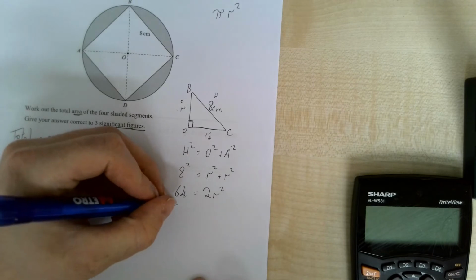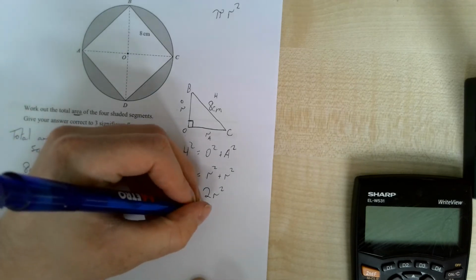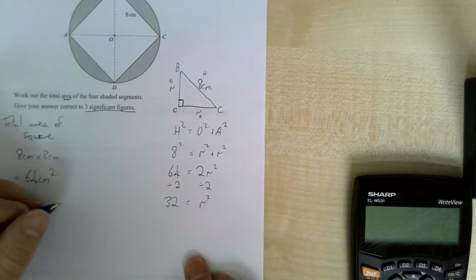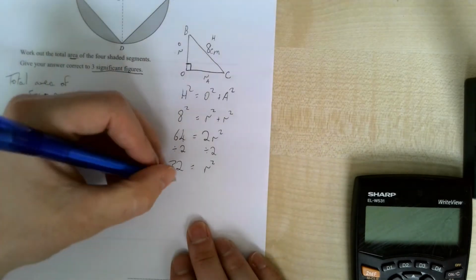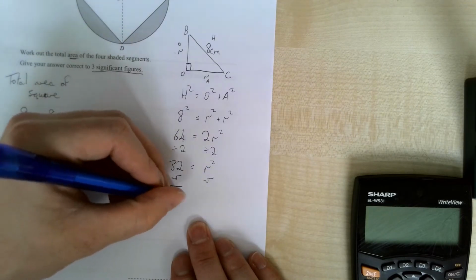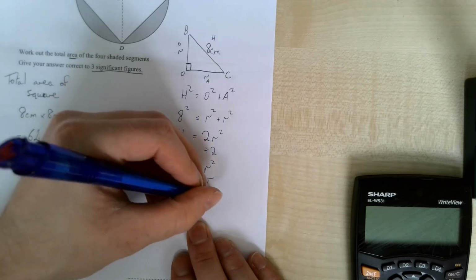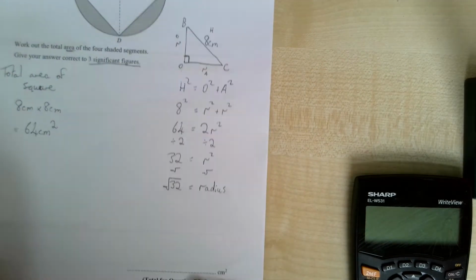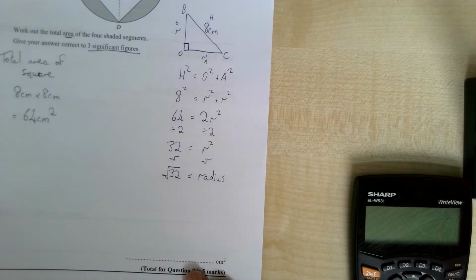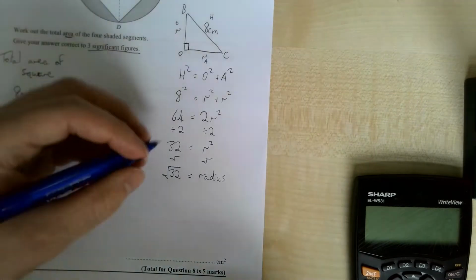Right, we want to just find R on its own, so divide both sides by 2. 32 is equal to R squared. Square root both sides. So square root of 32 is equal to the radius R. I would leave it as it is right now. You should be able to see that root 32 is going to be some messy decimal. It's not a square number, so let's leave it as that for now. So that is the radius.